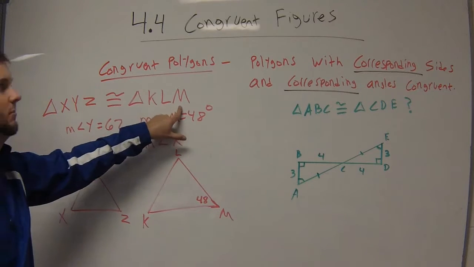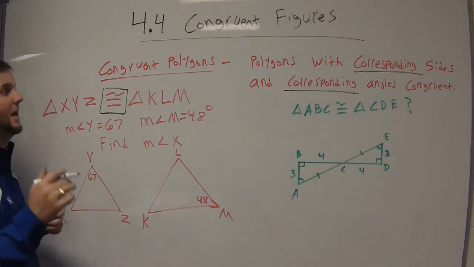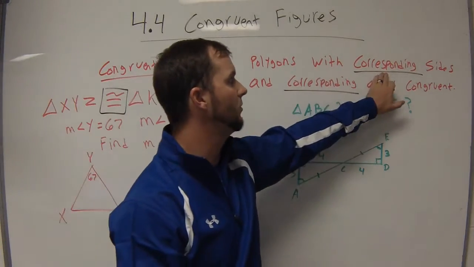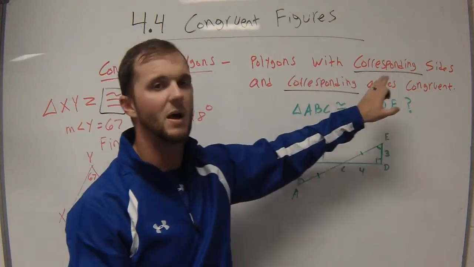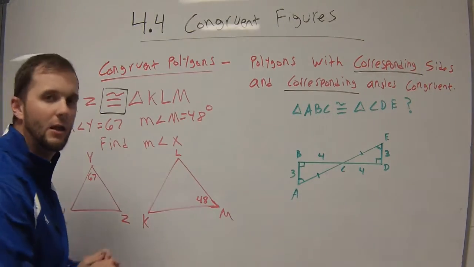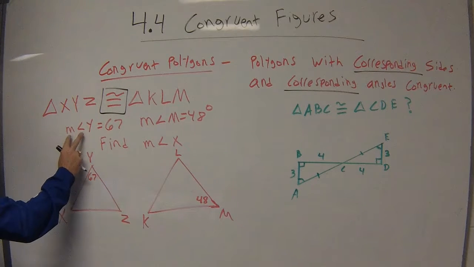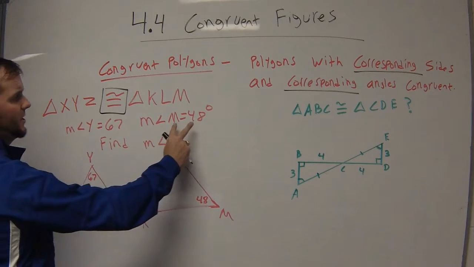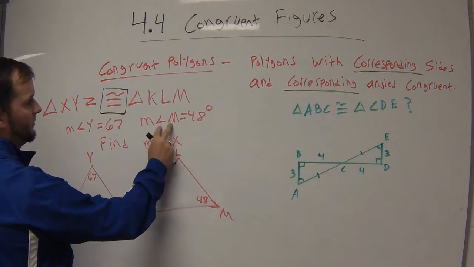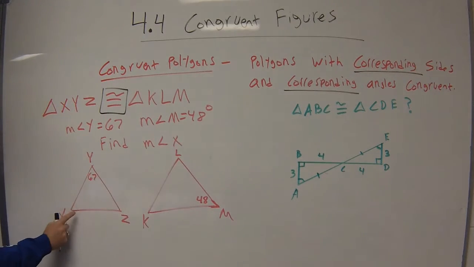So the first thing we're going to look at right here states triangle XYZ is congruent to triangle KLM. Since it's telling us that it is congruent, that tells me the polygons have congruent corresponding sides and congruent corresponding angles. So all their angles and all their sides are congruent to each other. Right now, I know the measure of angle Y is 67, and the measure of angle M is 48. And I need to find X.